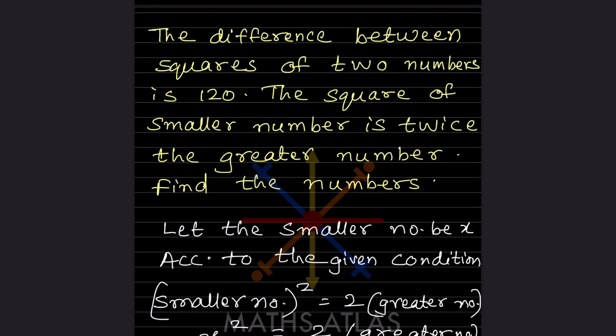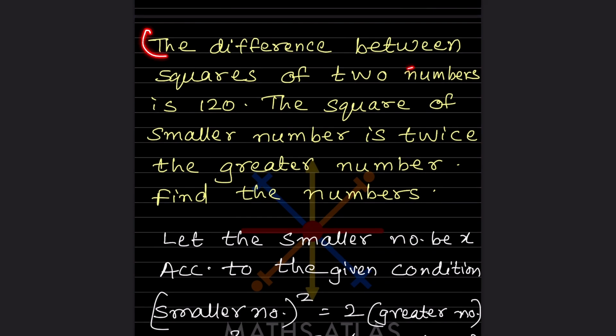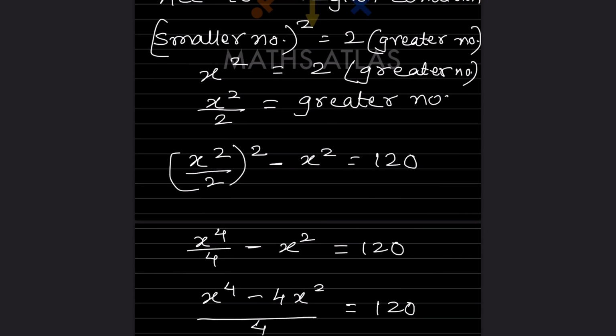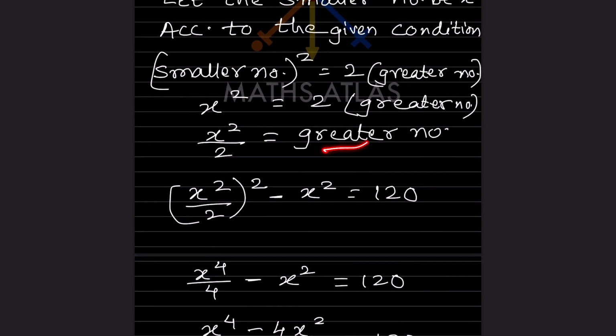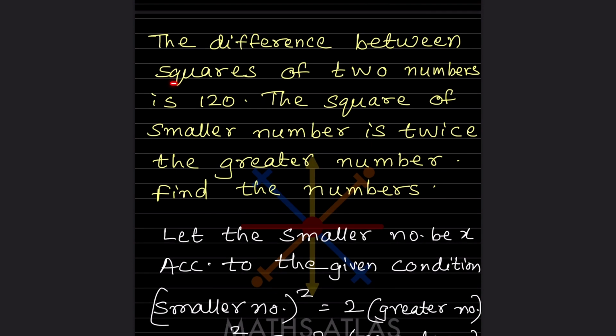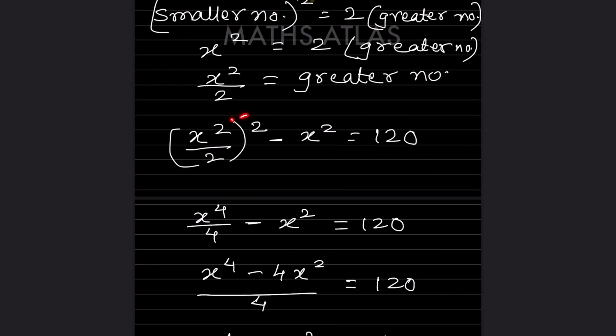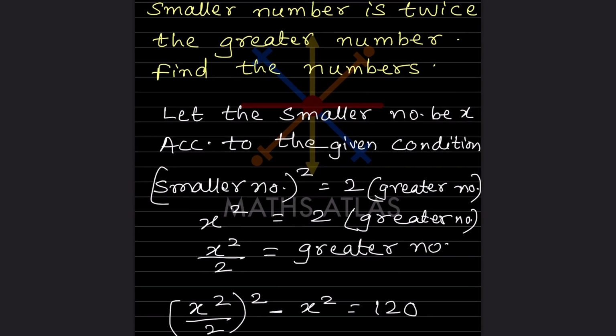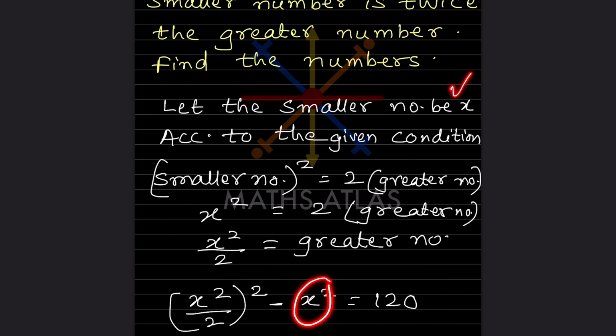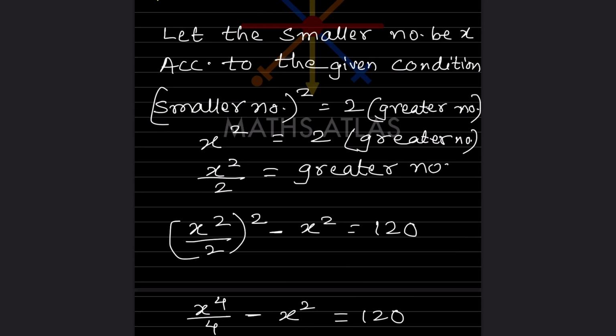Now let us see, what did they say? The difference between squares of two numbers is 120. Difference means you have to subtract. We got the greater number, x square by 2, and they said the squares. So we take the square of it, minus the square of the smaller number, which is x, and that is equal to 120.